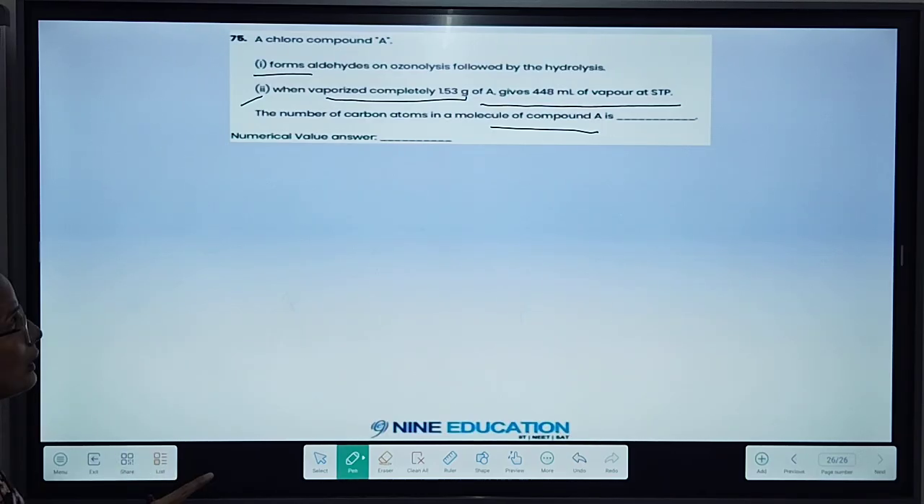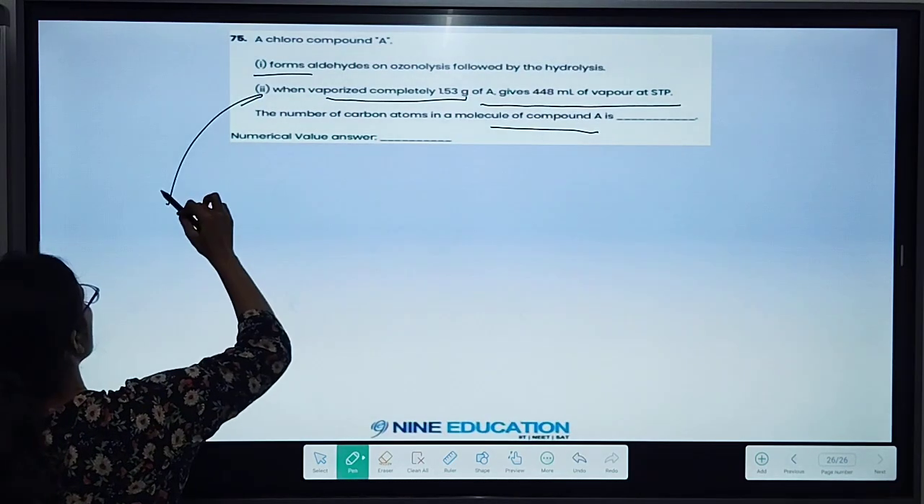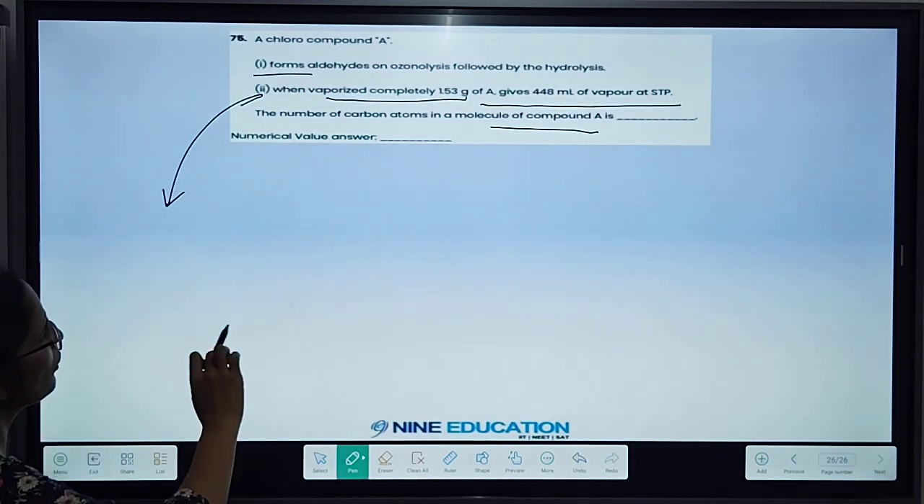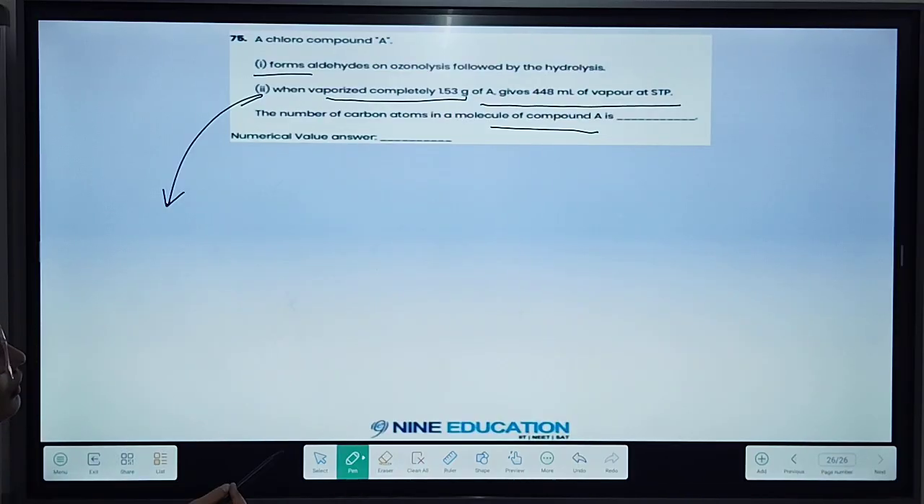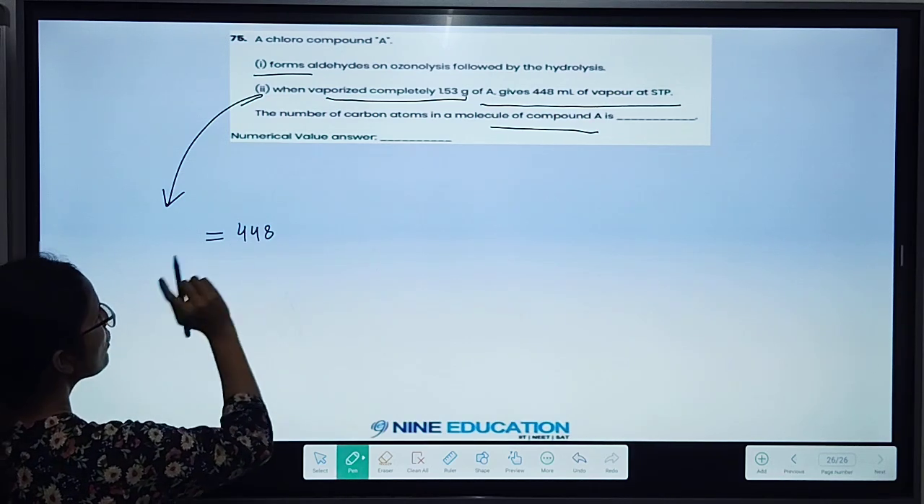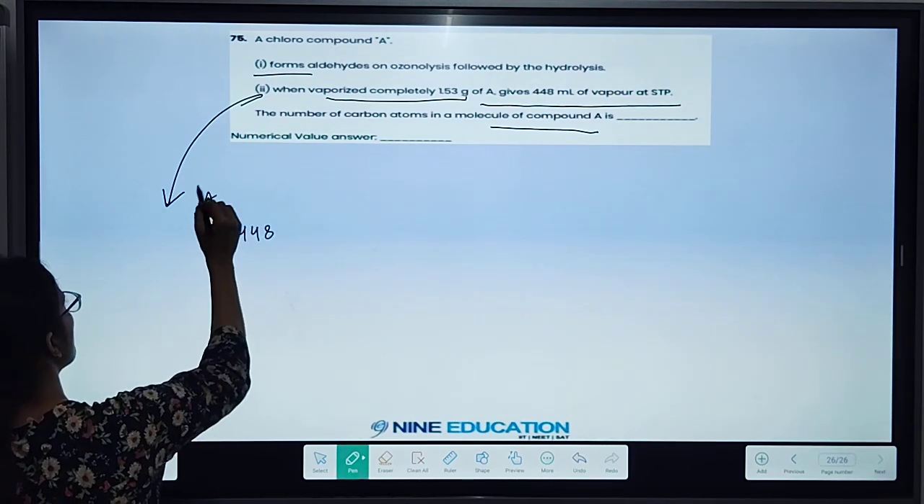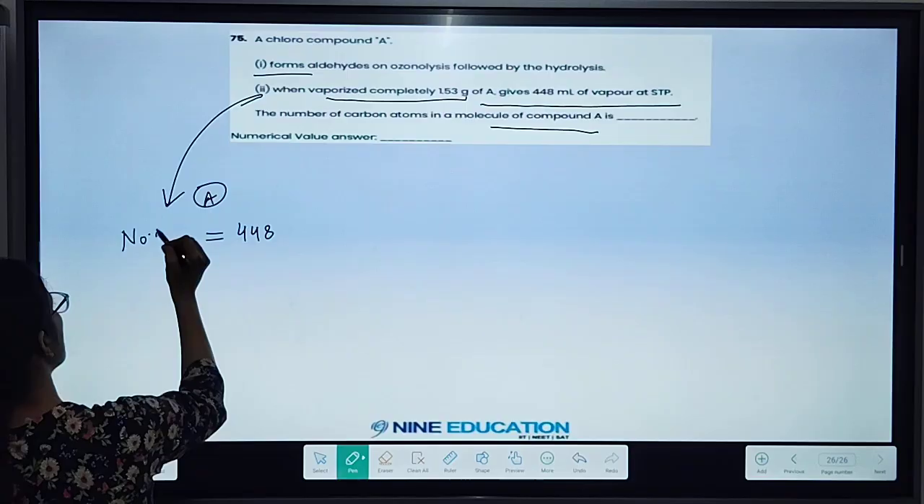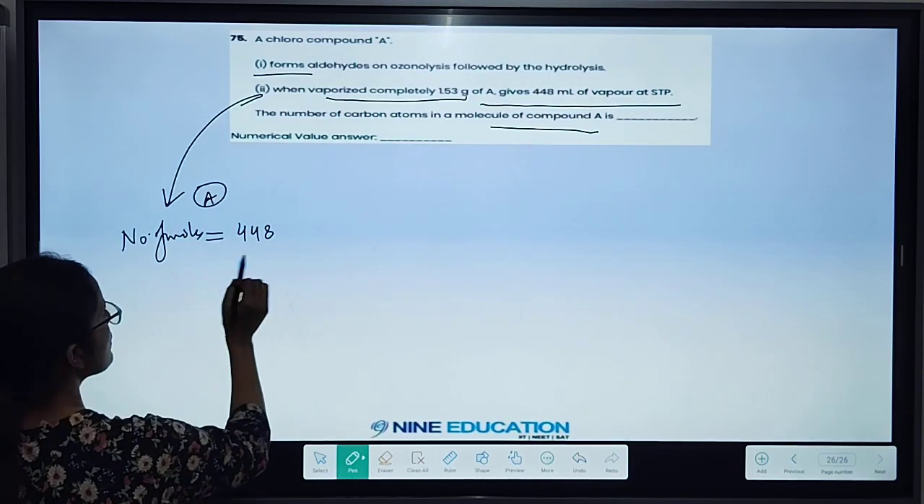First thing, it is a chlorine-containing compound, one chlorine is there, and it is also some alkene. They are talking about when we send our compound into the gaseous state, when we vaporize it, we have some volume data. 448 ml is the volume of 1.53 gram of compound A. So from this, can I find out the number of moles at STP?